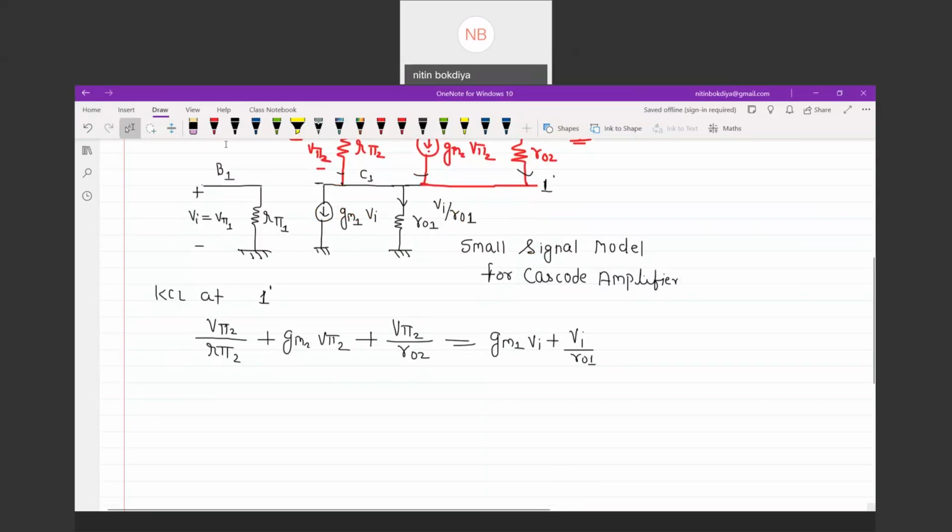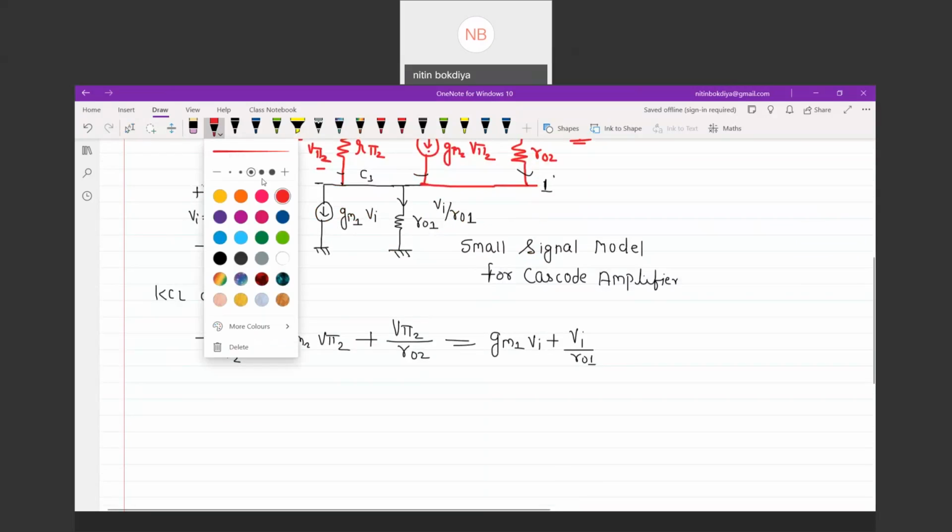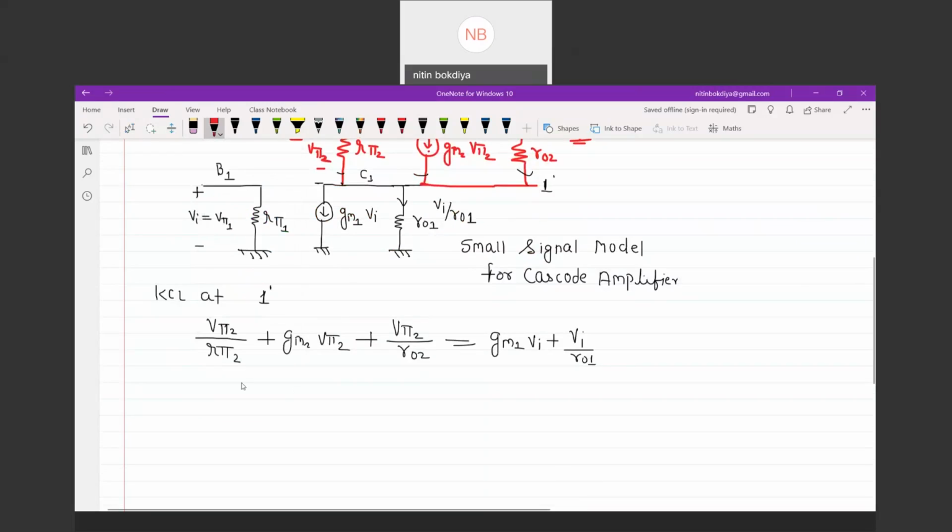Now what I can say is these currents are insignificant. V pi 2 divided by R pi 2 is base current; in comparison to collector current, it's 100 times less. This is also a very small current, and this is also a very small current. So GM2 into V pi 2 is equivalent to GM1 into V pi 1. This is a very important relationship which will help you.